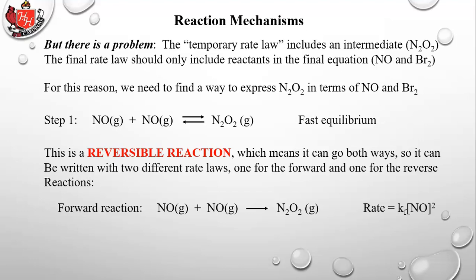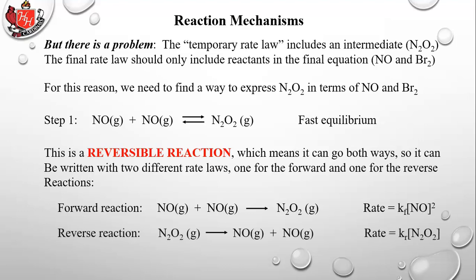So the rate law for that would be rate equals Kf, subscript F, which stands for forward. It's the rate constant for the forward reaction times NO squared, because NO plus NO is 2NO, and so the coefficient becomes the exponent. Now the reverse reaction is going in the other direction. N2O2 produces NO plus NO. So the rate constant for that reverse reaction is going to be called Kr for reverse. So the overall rate law for the reverse reaction is rate equals Kr times concentration N2O2 to the first power.